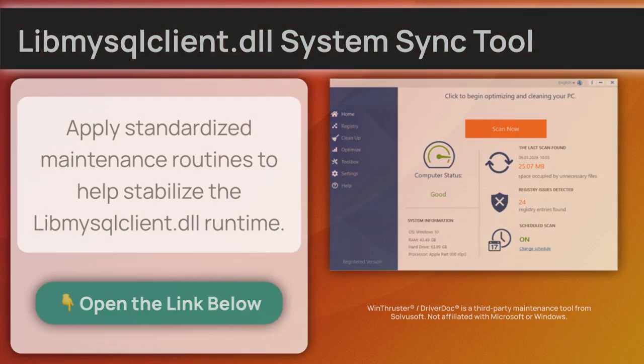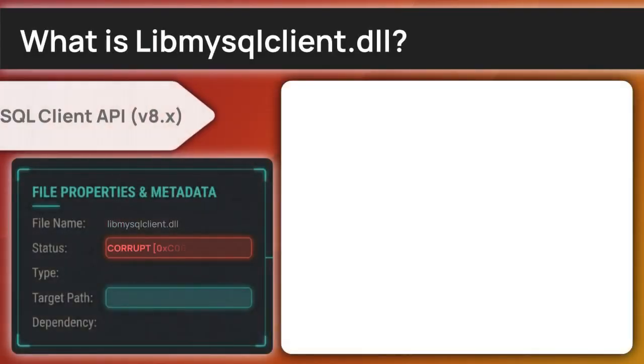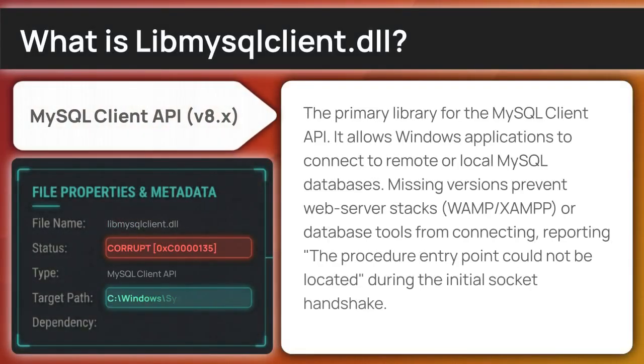This is the Libmysql Client Library, the primary library for the MySQL Client API. It allows Windows applications to connect to remote or local MySQL databases. Missing versions prevent web server stacks, WAMP and XAMPP, or database tools from connecting, reporting the procedure entry point could not be located during the initial socket handshake.